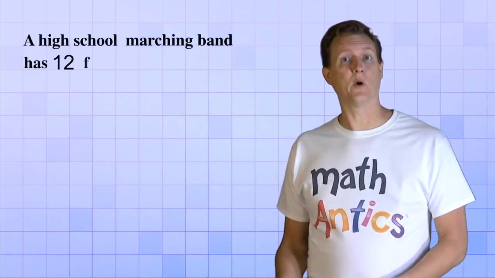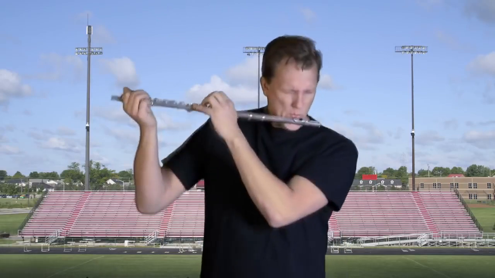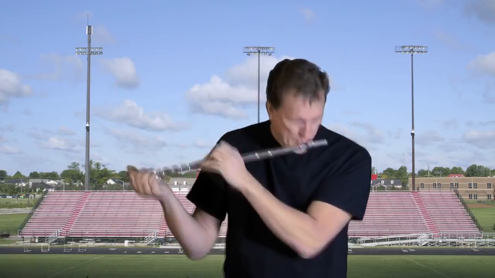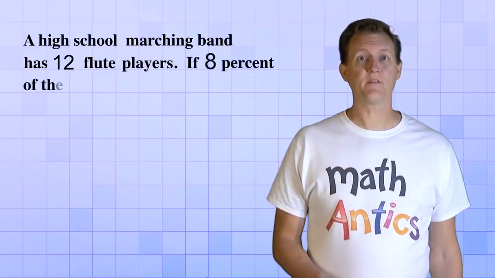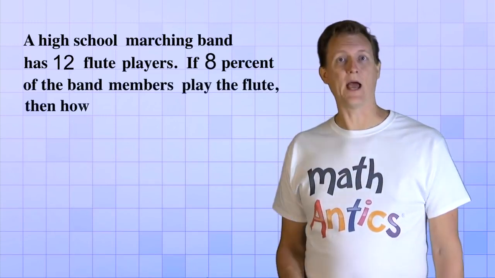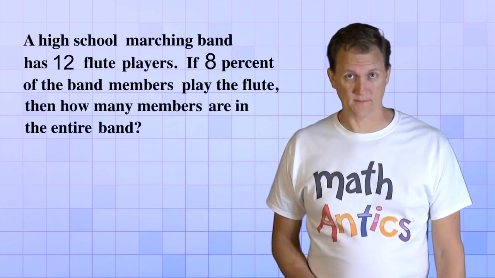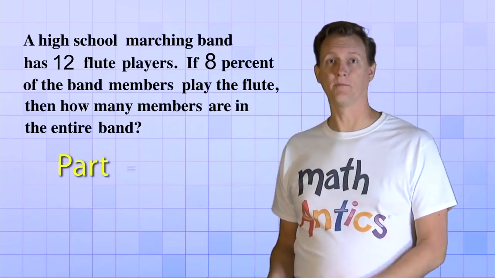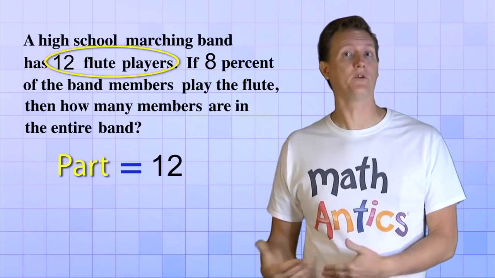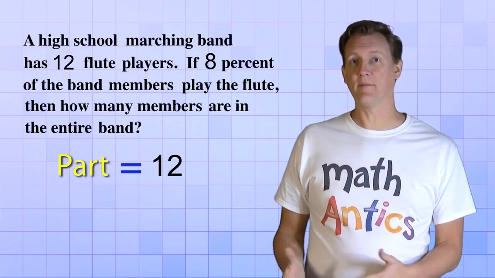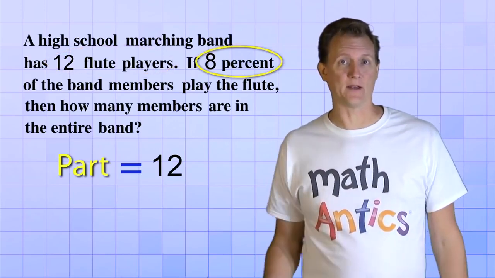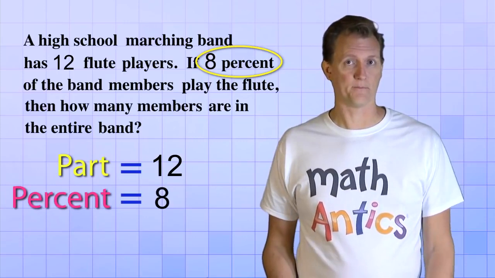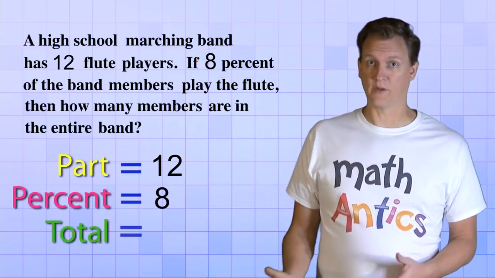The next problem says, a high school marching band has 12 flute players. If 8% of the band members play the flute, then how many members are in the entire band? Okay, so the smaller part in this problem is 12, since there's 12 flute players. And we're told that they make up 8% of the band, so the percent is 8. Again, it's the total that's missing.